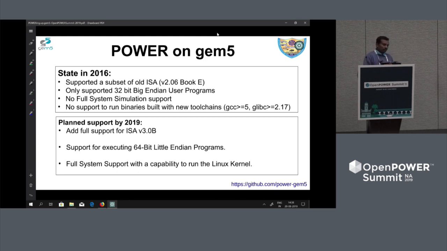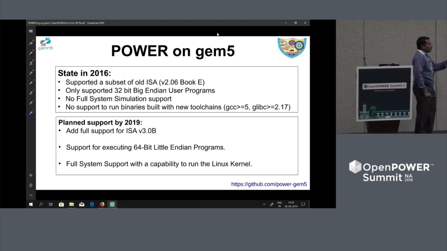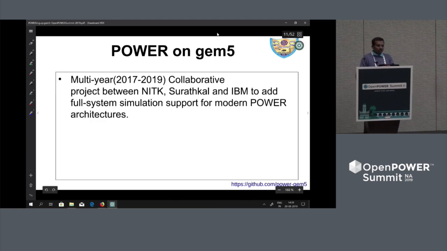So what we planned, as soon as possible, was to try and simulate programs in ISA 3.0 and try and get 64-bit little endian programs. That's what ISA 3.0 contains. And try and get full system simulation support. If these three were done correctly, then we should be able to run the Linux kernel. That was our target when we began this project.